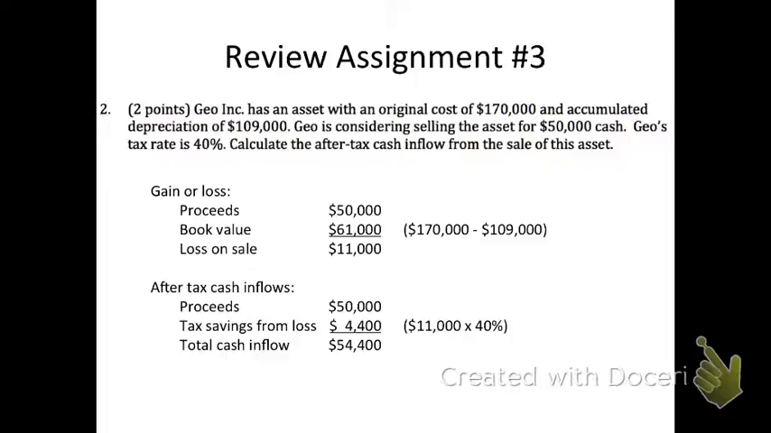And so you can see that our tax savings, we save 40 cents for every dollar in loss that we have. So our total tax savings from that loss is 4,400. So we add that to the 50,000. So essentially what we have is a cash inflow of 54,400.